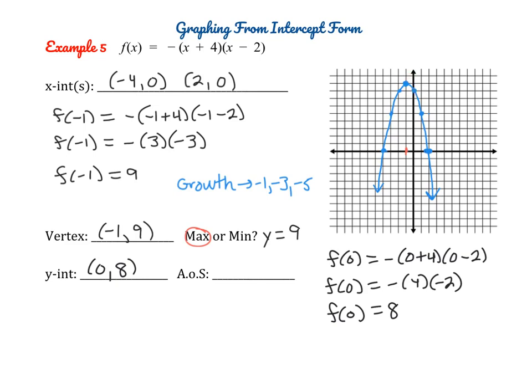Last, we need to describe our axis of symmetry, which is this vertical line. So it's just going to be x equals negative 1. Always going to be the x value of your vertex.